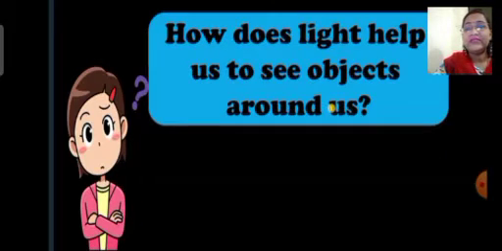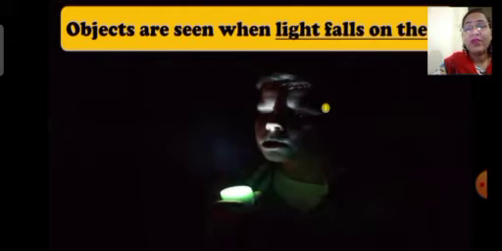Now next we will see how light helps us to see objects around us. As I told you, if there is total darkness in the room, we cannot see any object present in the room. That means light is necessary to see the objects present around us. As you can see here on the screen, when the boy switched on the torch, the light produced by the torch falls on the boy's face, and because of this light we can see the boy's face on the screen. Isn't it? That means objects are seen when light falls on that object.